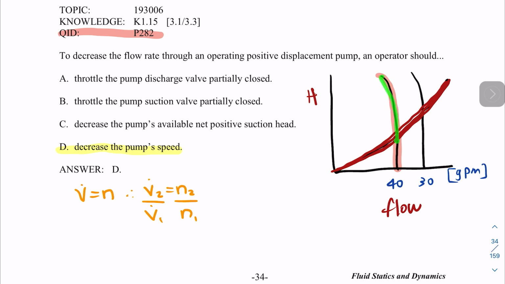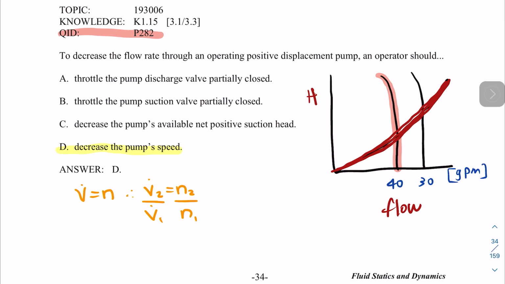So the flow stays the same. In this one, if we throttle open, if we throttle close, whatever we move it, the flow is going to remain the same. We're just basically changing the pressure head in this case. So what can we do? If the flow stays the same, what can we do to actually decrease the flow rate, right?